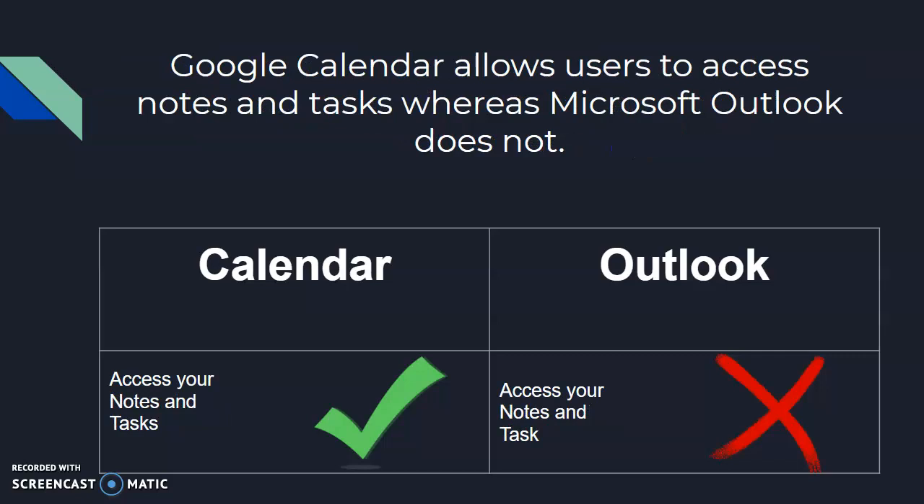Another difference that I found was that Google Calendar allows users access to notes and tasks, whereas Microsoft Outlook does not. However, Microsoft Outlook also utilizes Microsoft Teams, so it is linked. So with my work, I'm actually able to access my Teams, set up Teams meetings, set up all things through Microsoft's Outlook. It just automatically directs it. So it's kind of a different app. So I guess in a sense they're similar, but it's not based right there on the calendar.